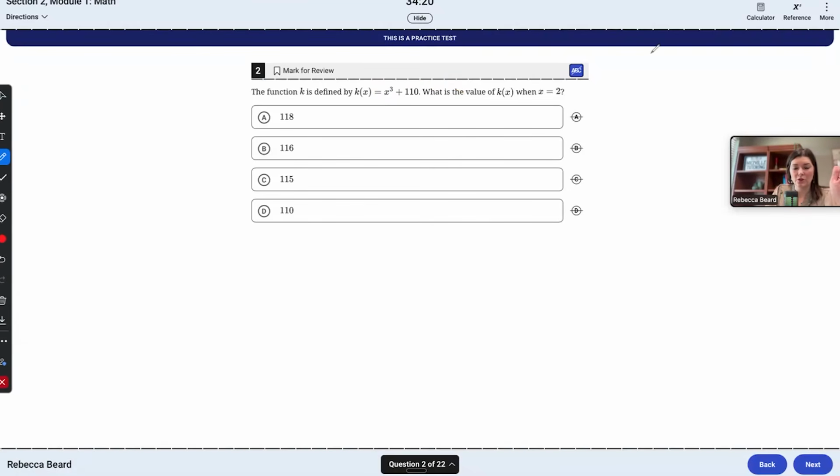So number two, you have k of x equals x squared plus 110, where x is equal to 2. This problem most students can solve in their head, so same principle. I would move on with this one. Now, of course, if you wanted to type it into your calculator, that's fine too.